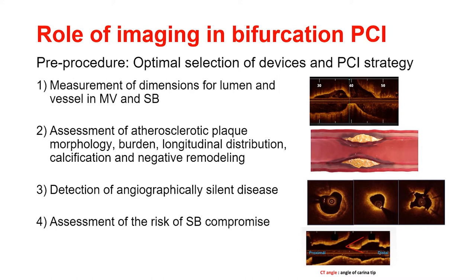In the pre-procedural phase, optimal selection of devices and PCI strategy are important. First, measurement of the dimensions of the lumen and vessel in the main branch and side branch. Second, assessment of atherosclerotic plaque morphology, burden, longitudinal distribution, calcification, and negative remodeling. Third, detection of angiographically silent disease. Fourth, assessment of the risk of side branch compromise.